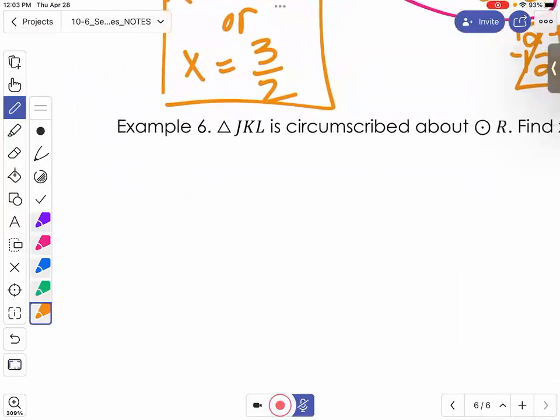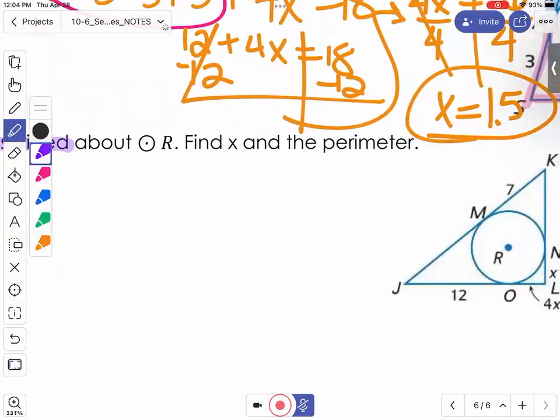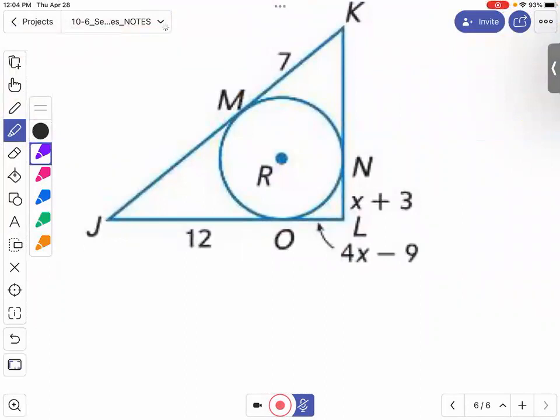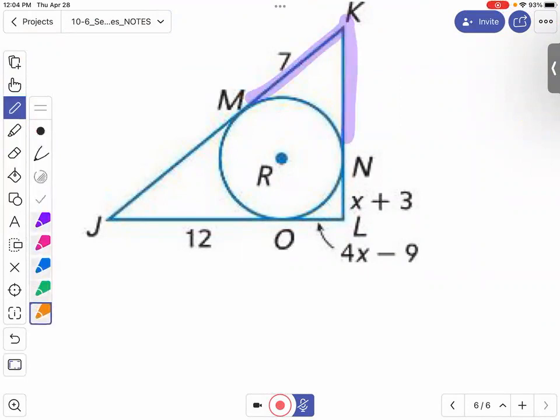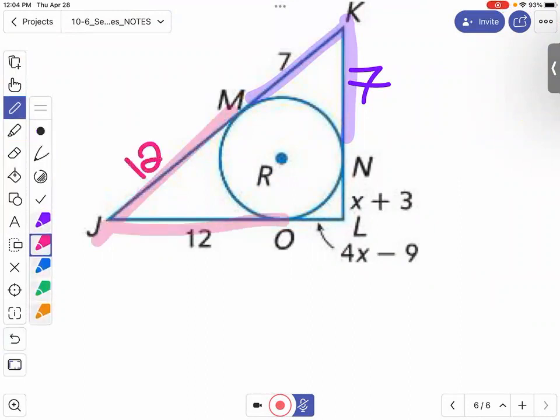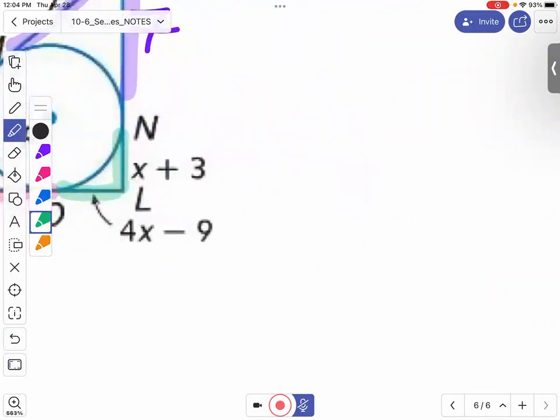Last example, example 6. Triangle JKL, sorry, is circumscribed about circle R. Find X and the perimeter. So similar situation. Let's match up our pieces first. So MK and NK are going to have to match. So NK is going to have to be 7. Same thing is true for M to J and O to J. They're both going to have to be 12 because they are going to be congruent. And then my last and final corner, OL and NL, are going to have to be congruent.